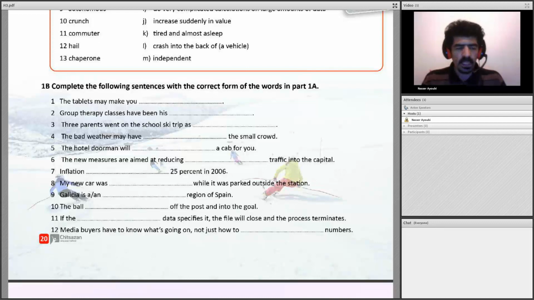Number 11. If the input data specifies it, the file will close and the process terminates. Terminate means end. Process terminates means the process ends, comes to an end. And number 12, media buyers have to know what's going on, not just how to crunch the numbers. So crunching numbers, as you know, is calculating, calculating a lot of numbers in order to find an answer. Good.